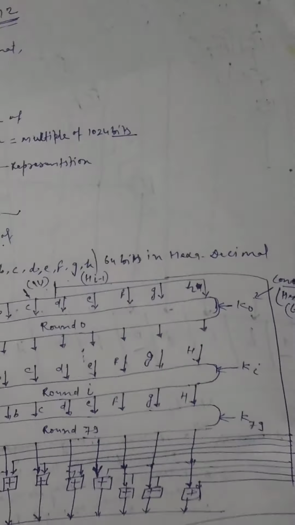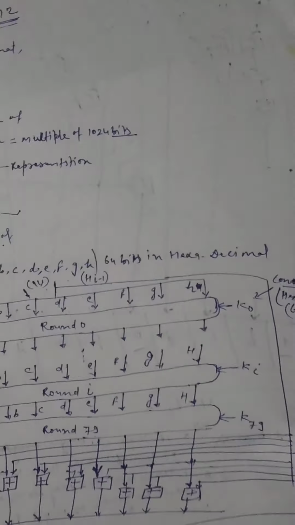Similarly, for the conditional function, we apply an AND gate between E and F, and we first take the NOT gate of E, and then we take the AND gate of the output of this and G's value. Finally we take XOR, and in this way we can calculate our conditional function.